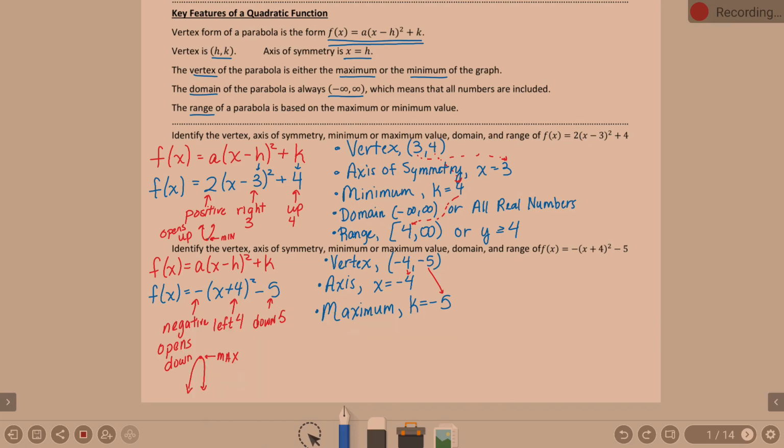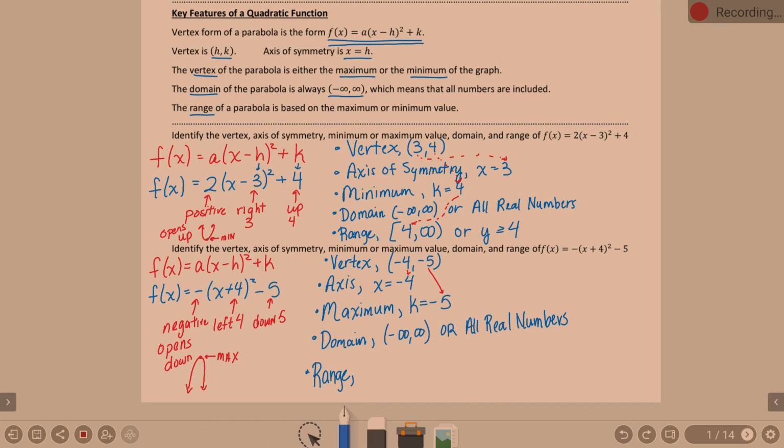Okay, what do we do after that? Domain? What's the domain of a parabola that faces down? All real numbers. So, negative infinity to positive infinity, or all real numbers. Okay.